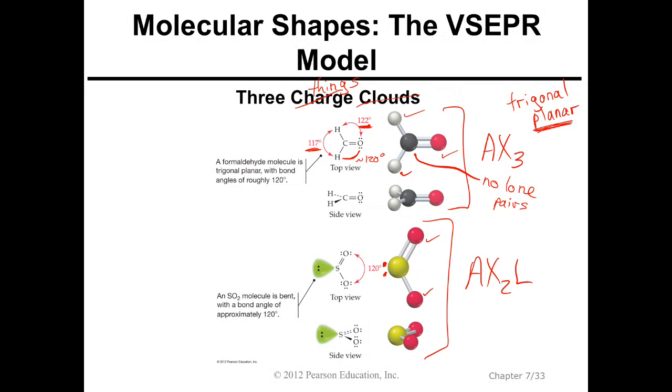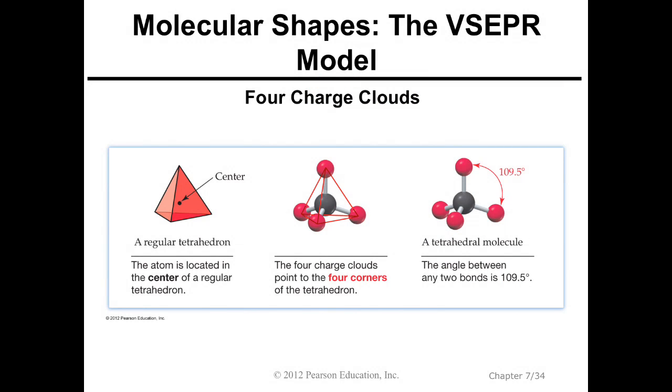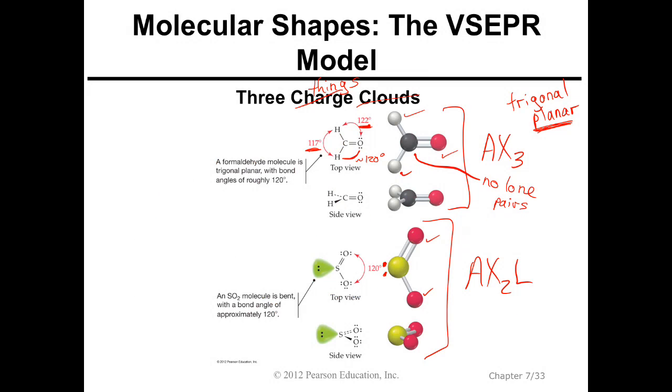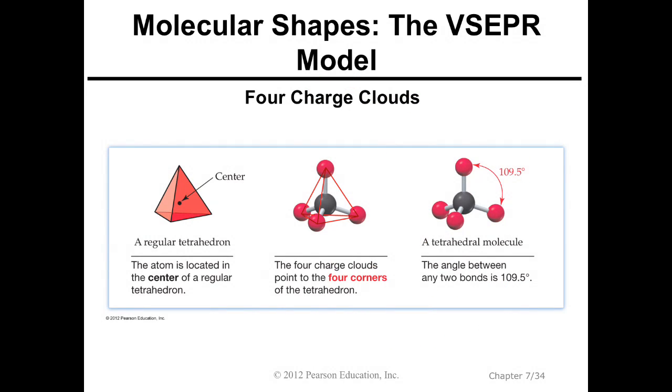Okay, and so in this case, instead of it being trigonal planar, it's now just called bent. Okay, so AX2L is a bent geometry. Something like this: two atoms and a lone pair around the central atom. All right, so let's look at four things around the center.